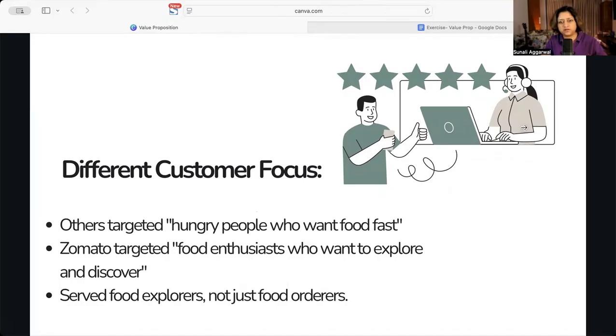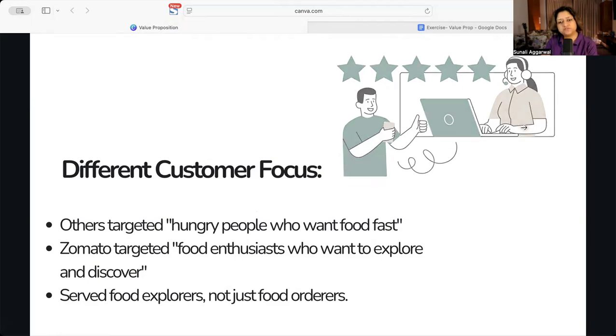A completely different customer focus. Others were targeting hungry people who wanted food fast. Zomato targeted food enthusiasts who wanted to explore and discover. Imagine you're living in a big city like Delhi, where every day there are new restaurants coming up. How will you find them? How will you discover them? That's what Zomato targeted, rather than just food delivery. They served food explorers, not just food orderers.